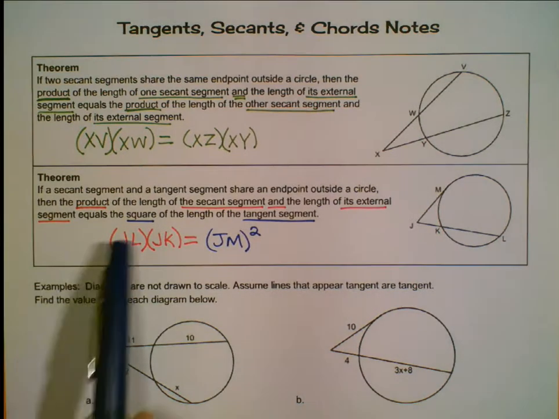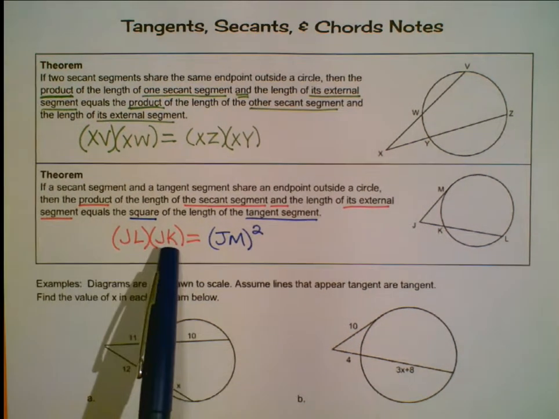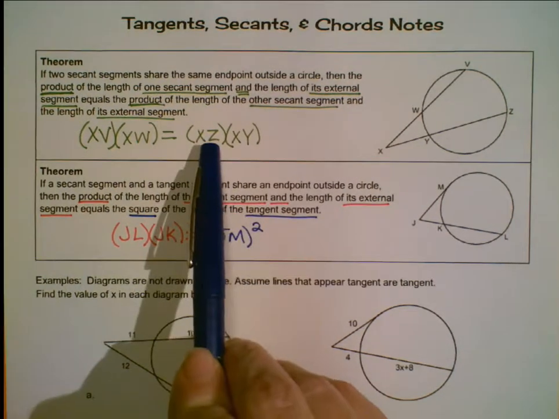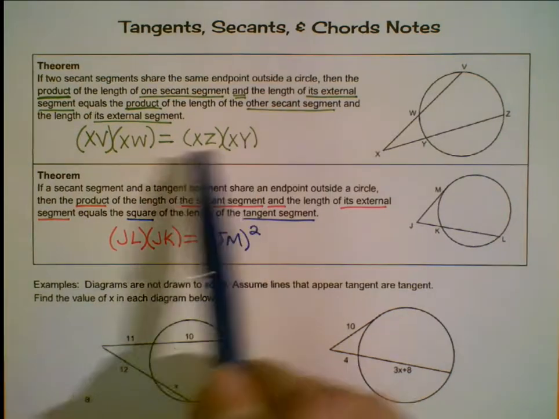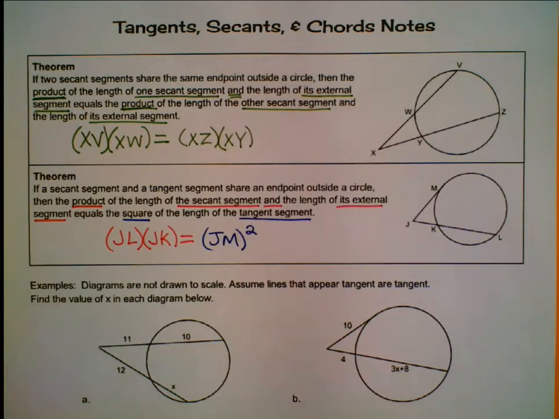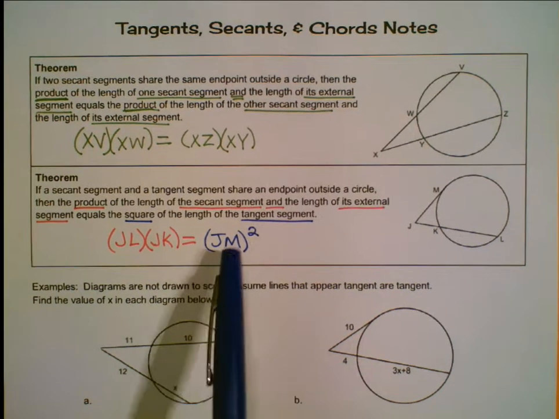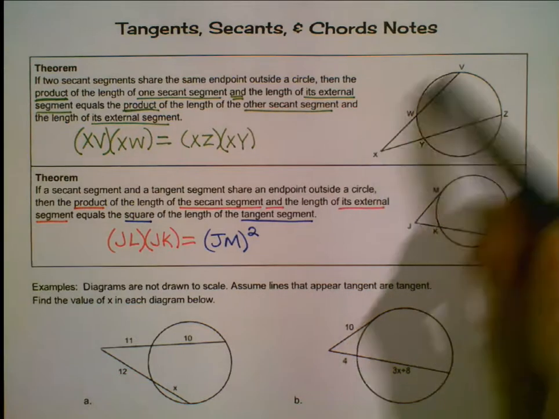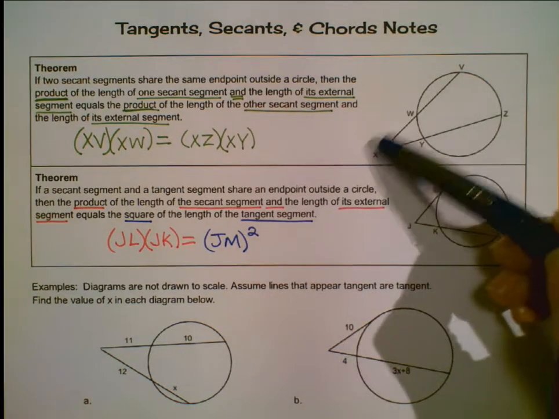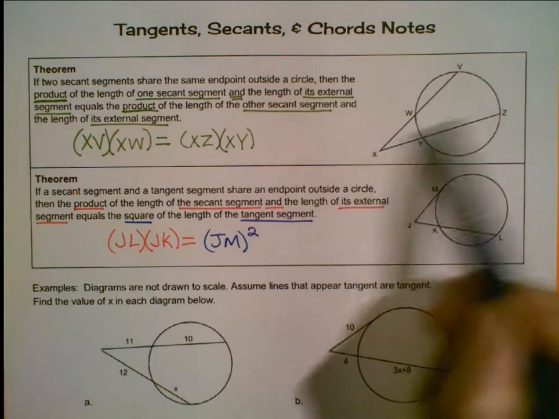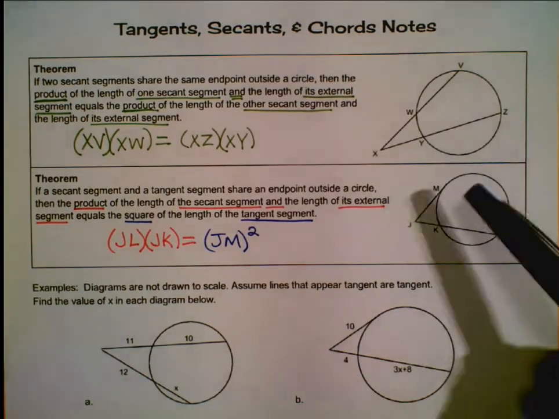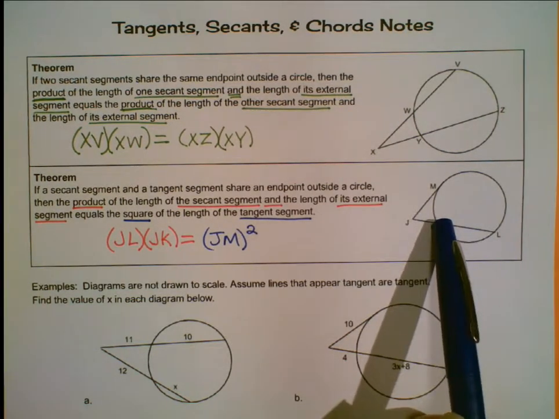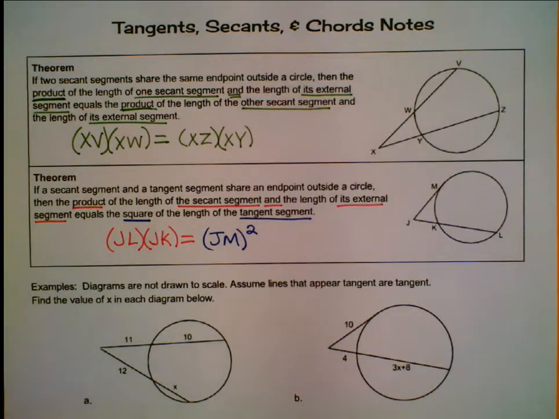So for secants, we take the entire secant times the outside part. It's the same process every time we work with a secant. For a tangent, we square it. Now those are your two basic rules. So here where I see two secants, I know I'm going to take the whole times the outside equals the whole times the outside. When I see a secant with a tangent, I do the whole times the outside for the secant and then square the tangent.